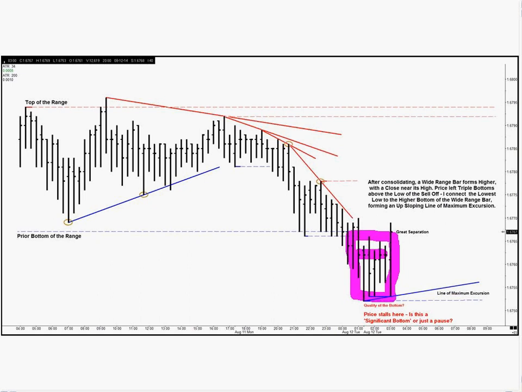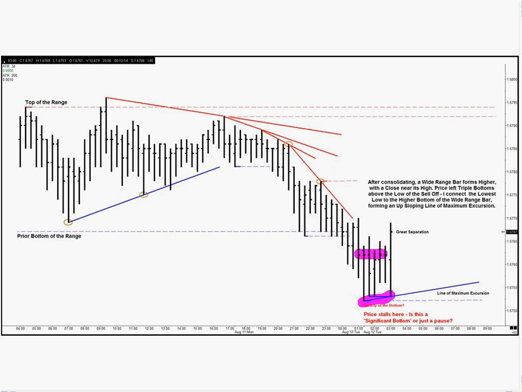Price left triple bottoms above the low of the sell-off. So I connect the lowest low to the higher bottom of the wide range bar right here. So I connect this. And I'm going to form an upsloping line of maximum excursion.